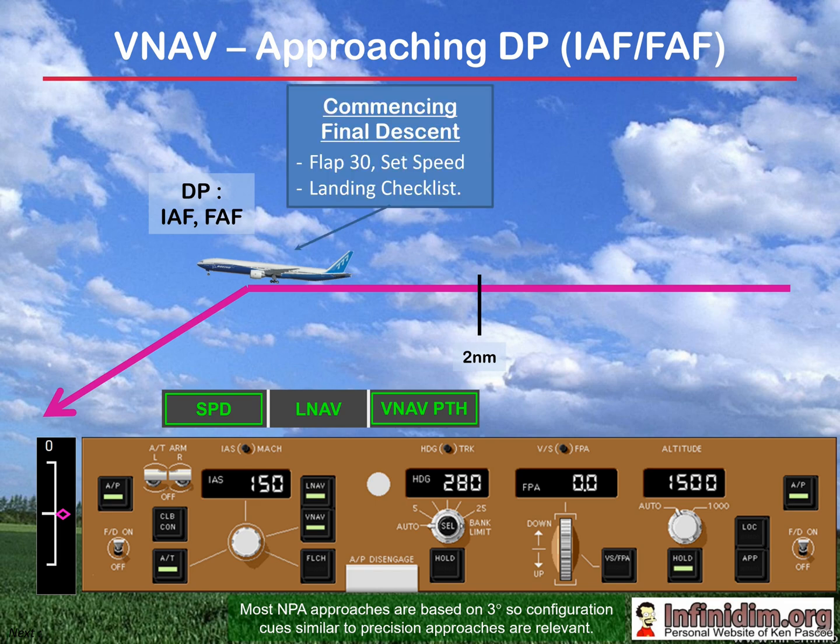So having sorted all that out, we'll continue level towards the final descent point. And as we commence descent, flap 30, set the speed, landing checklist, and we're on our way down the approach.